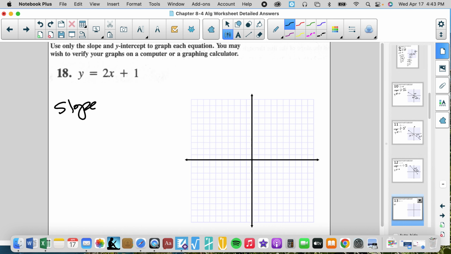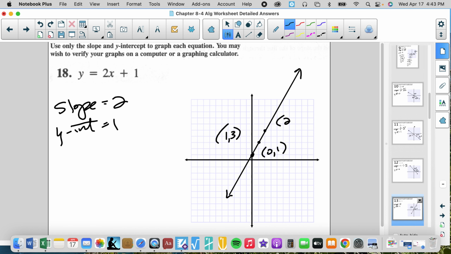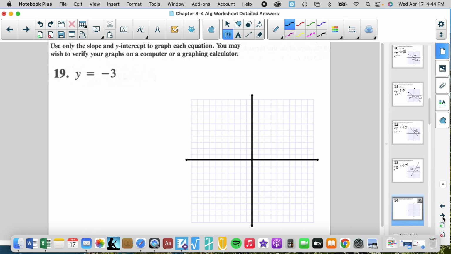Slope of 2, y-intercept of 1. Y-intercept of 1, slope of 2 is up 2, right 1, up 2, right 1. And that's what we do. We can start simplifying this and making it faster. We still want to label our points (0, 1), (1, 3), and (2, 5). Even though I didn't write the slope, which is up 2, right 1. It's always good practice.